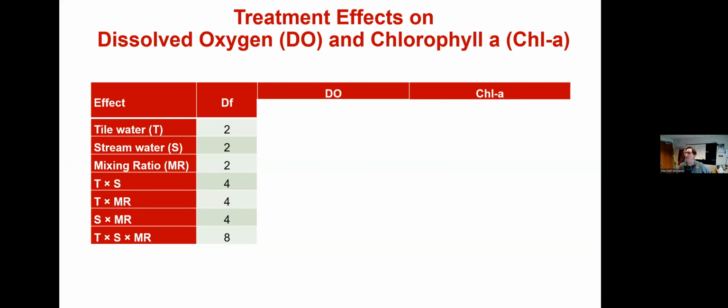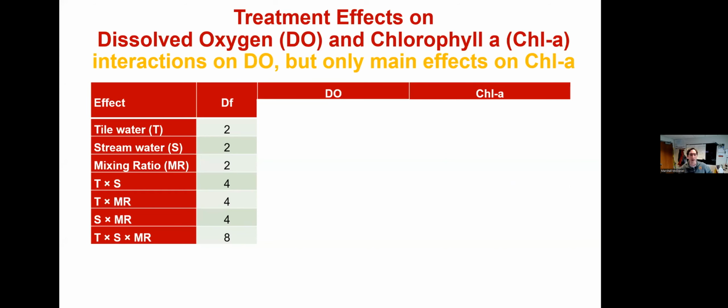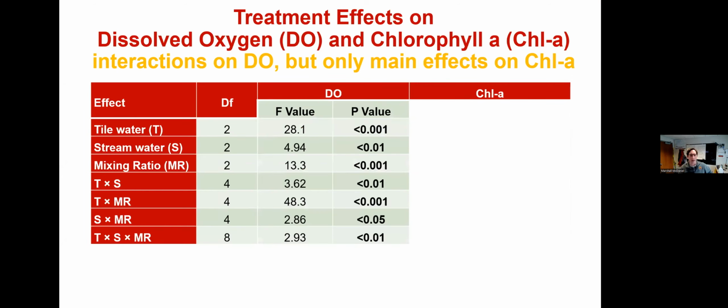Okay, so for all you stats junkies out there, this is an ANOVA table. And again, like I mentioned, we did this twice and we found very similar results, whether we did it in spring or in fall. But what we found is that there are complex interactions with dissolved oxygen, which is one measure of eutrophication, kind of the final step, but only main effects on chlorophyll A. And I'll walk you through that.